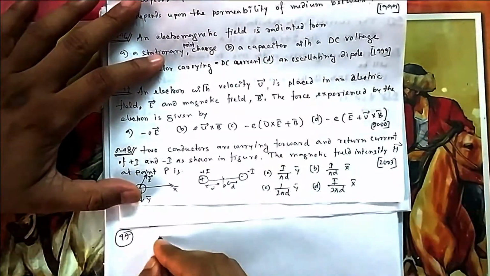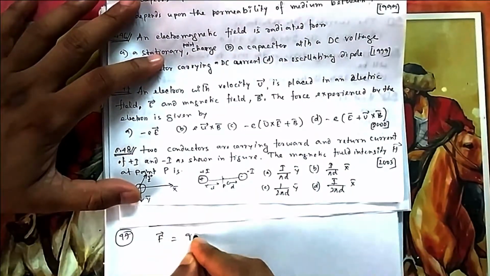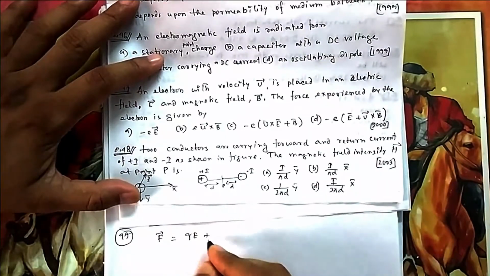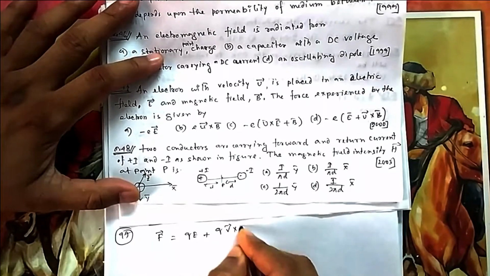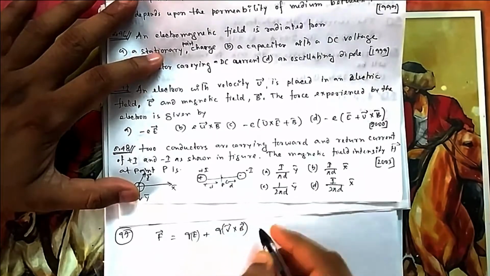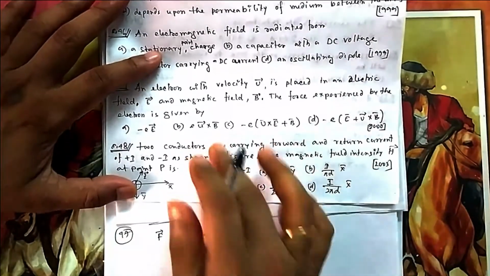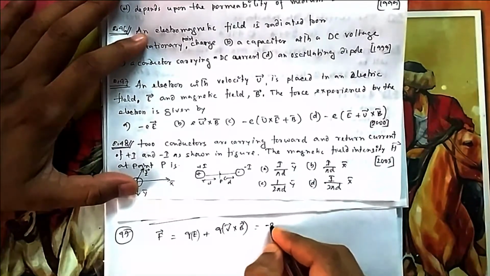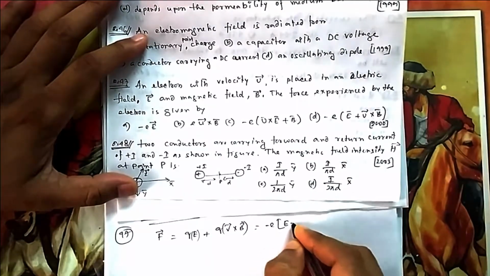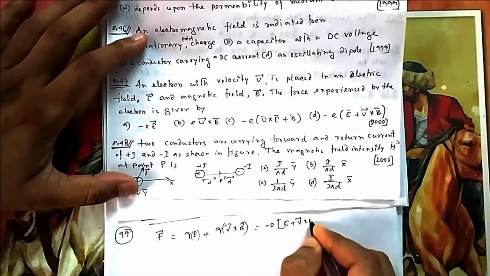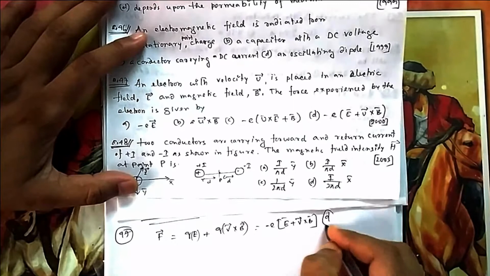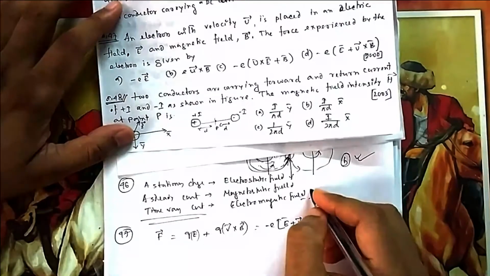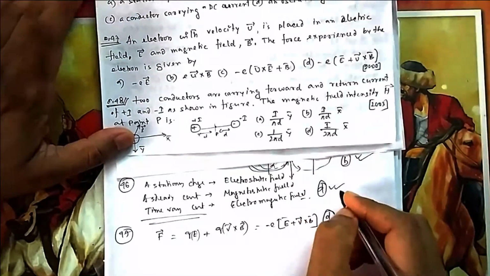and magnetic field B, the force acting on it. Again, you know, if it is placed in an electric field, then the force is Q into E, and if it is placed in a magnetic field, then it is Q into V cross B. Here Q is the electron charge, so it is minus e. If you take it common, then it is minus e times (E plus V cross B). So this is your option D.